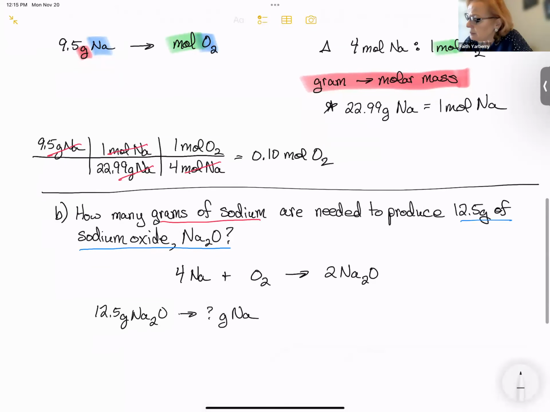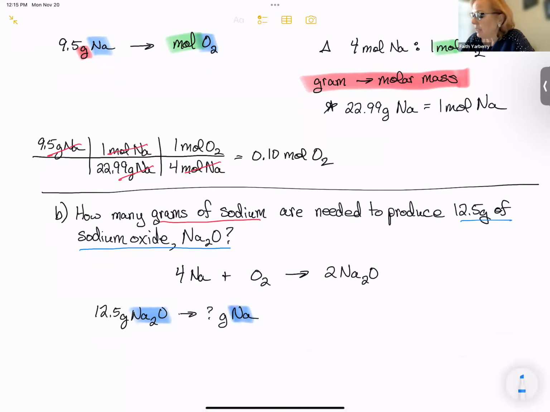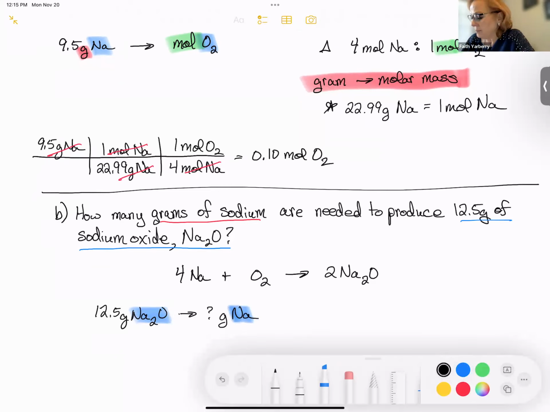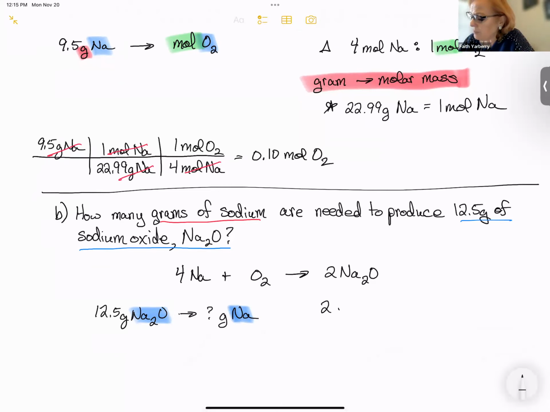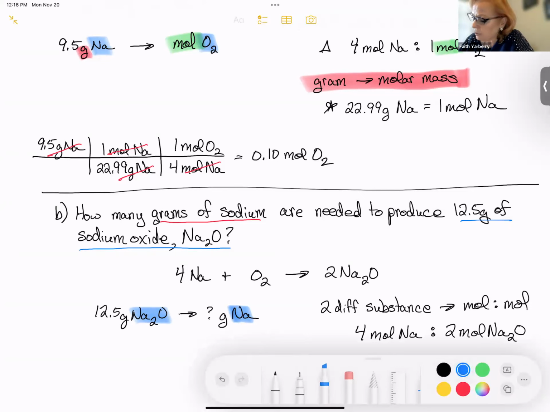And now we're going to figure out what conversion factors we're going to need. The first thing I notice is that we are dealing with two different substances. We've got sodium oxide and we have sodium. That means our first conversion factor, since we have two different substances, is a mole-to-mole ratio, which is going to come from the balanced chemical equation. And there are 4 moles of sodium to 2 moles of Na2O, according to the coefficients of the balanced chemical equation.